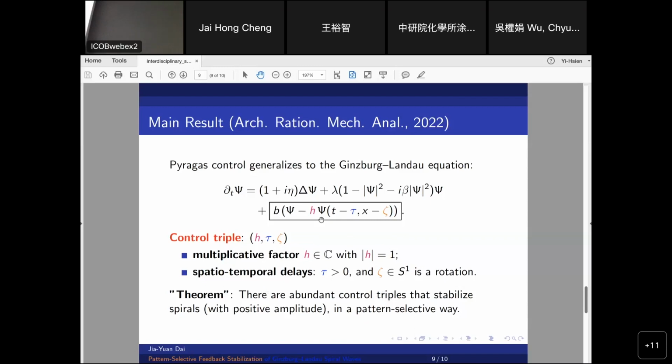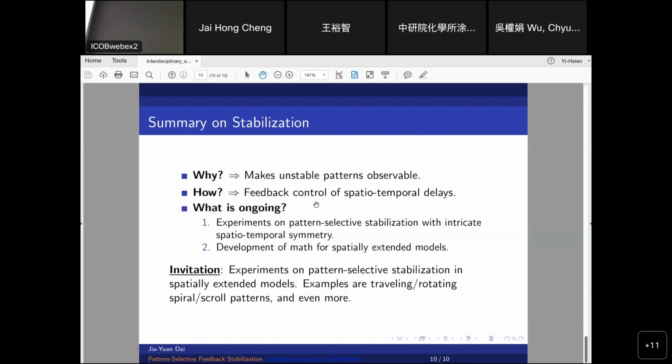So it's a summary of stabilization. Why do we need stabilization? Because it makes unstable patterns observable. So now for scientists, you have more patterns to play with. You can decide based on these new observable patterns. And how? Today my methodology is feedback control of spatiotemporal delays.